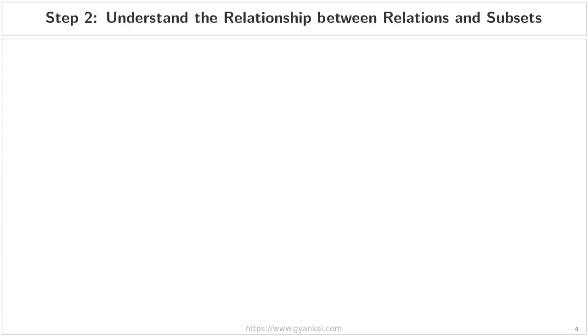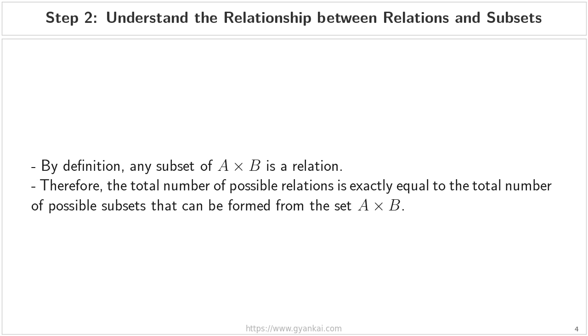Step 2. Understand the relationship between relations and subsets. By definition, any subset of A cross B is considered a relation. This is a crucial point to remember. Because a relation is essentially just a collection of some, all, or even none of the ordered pairs we found in our Cartesian product, the total number of possible relations is exactly equal to the total number of possible subsets that can be formed from the set A cross B.